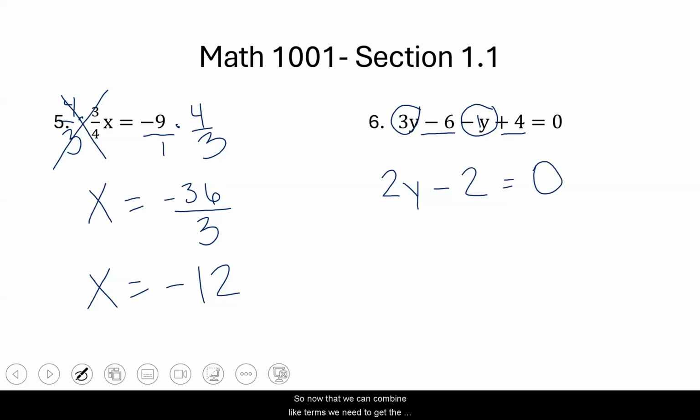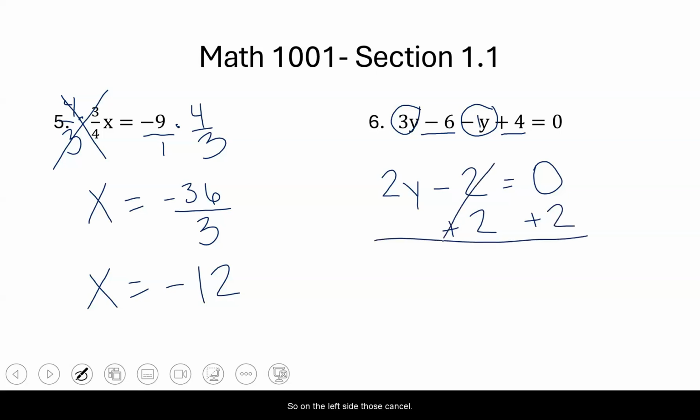So now that we've combined like terms, we need to get the variable by itself on one side. So I'm going to move that negative 2. Now I'm crossing the equal, so I need to do the opposite. So what's the opposite of negative 2? Plus 2. So on the left side, those cancel. So 2y equals positive 2.